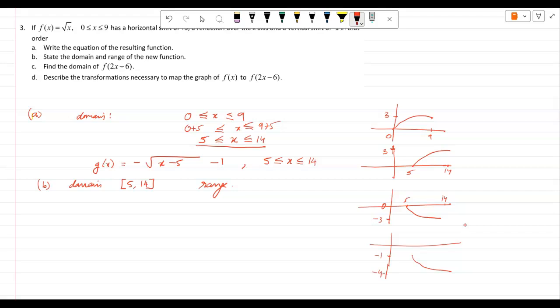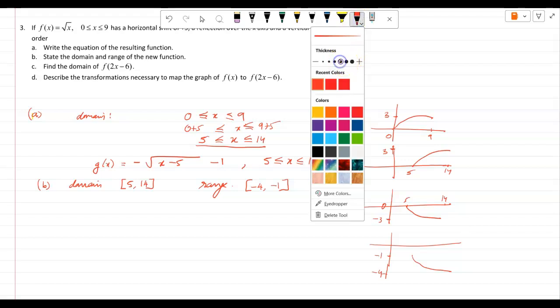So what will the range be? -4 to -1. Because you write the lowest one first. Right. Okay.